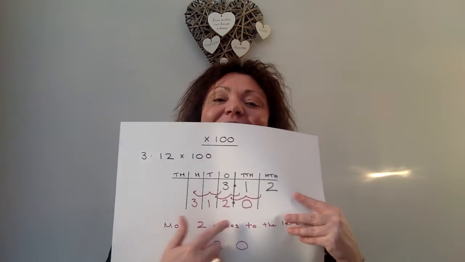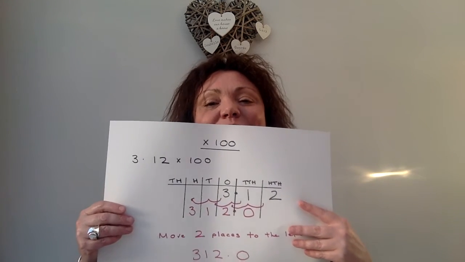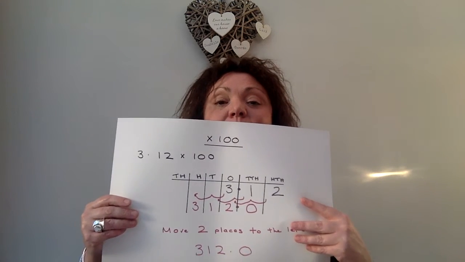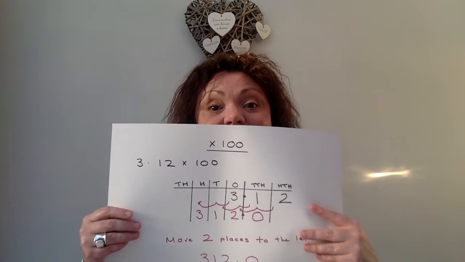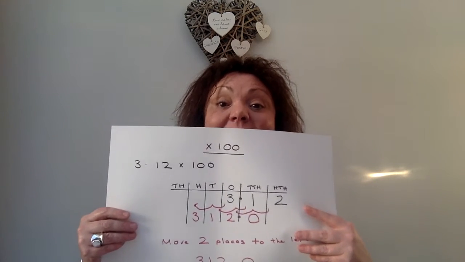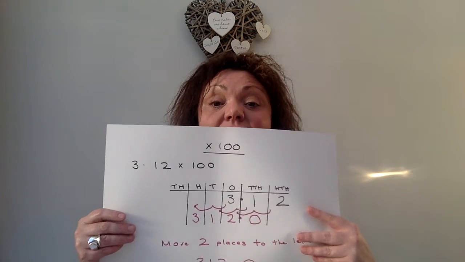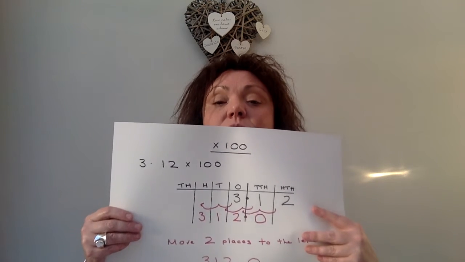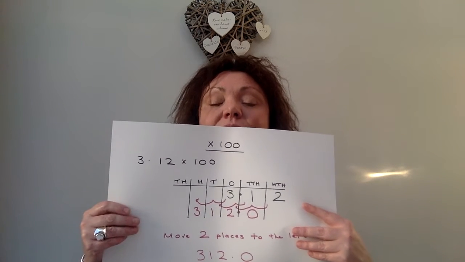All right, so we have moved that 3.12 2 places to the left. So that 3 in the ones column moves to the hundredth column. That 1 in the tens column moves to the tens column, and that 2 in the hundredth column moves to the ones column. So we have got our new number.